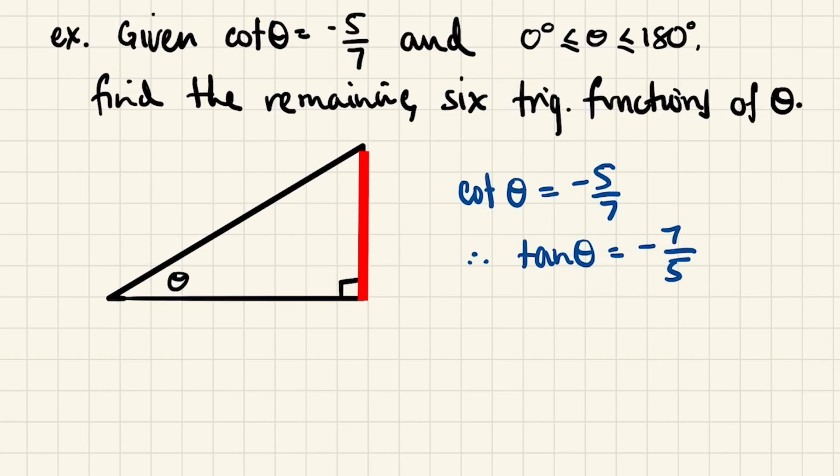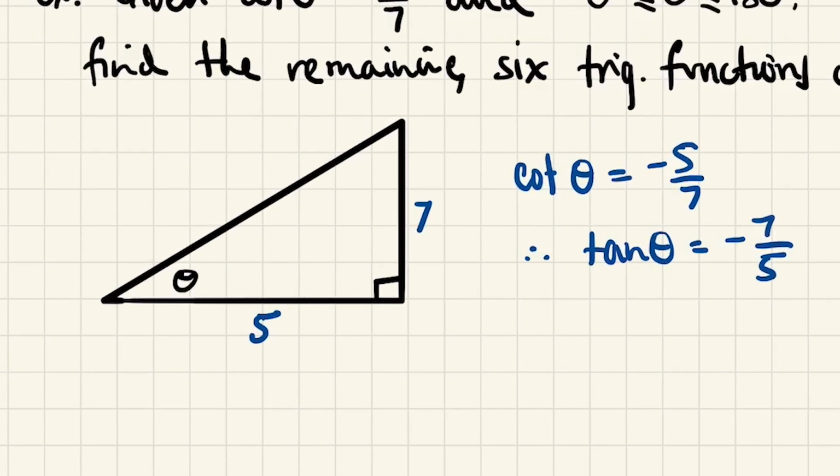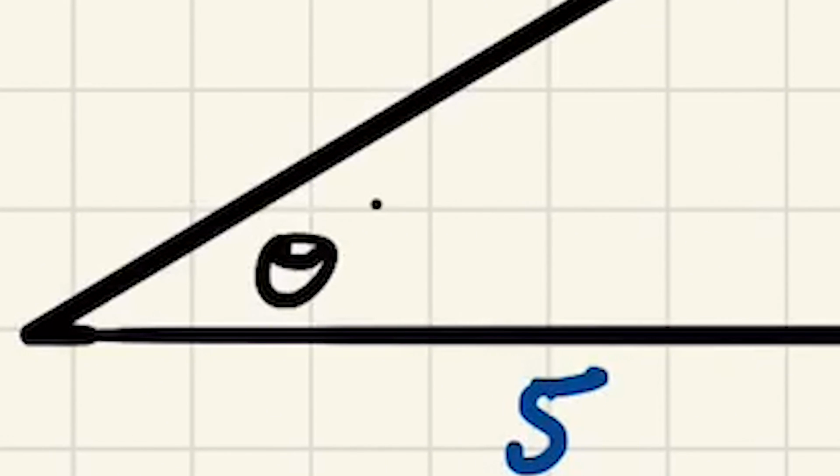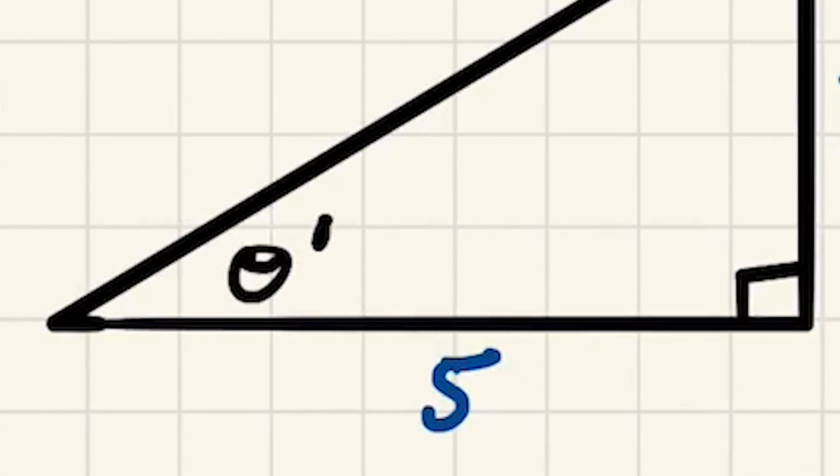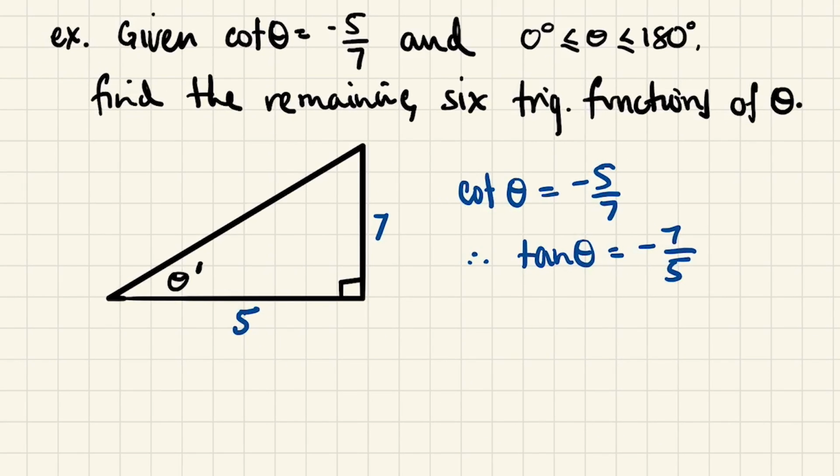Tangent is the opposite over the adjacent. So looking at our triangle, we can label this side here as 7 and this side here as 5. Now the problem is that tangent of theta in this triangle is actually +7/5, but the tangent of theta in the problem that we're really interested in is -7/5. So to rectify that, I'm going to put a little apostrophe here next to our theta, which tells anybody reading this problem that this isn't quite the exact same theta, but it's related to it.